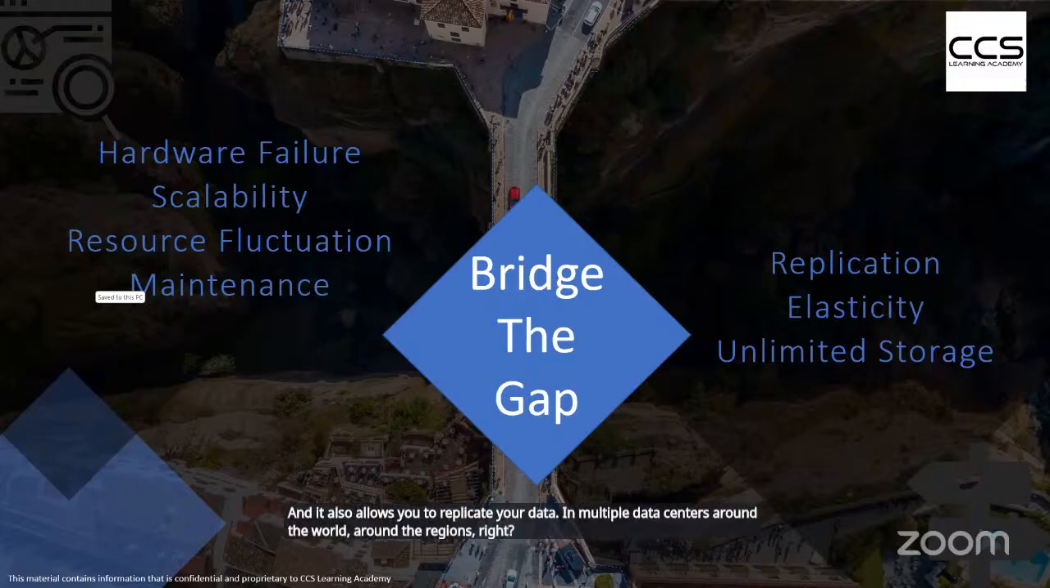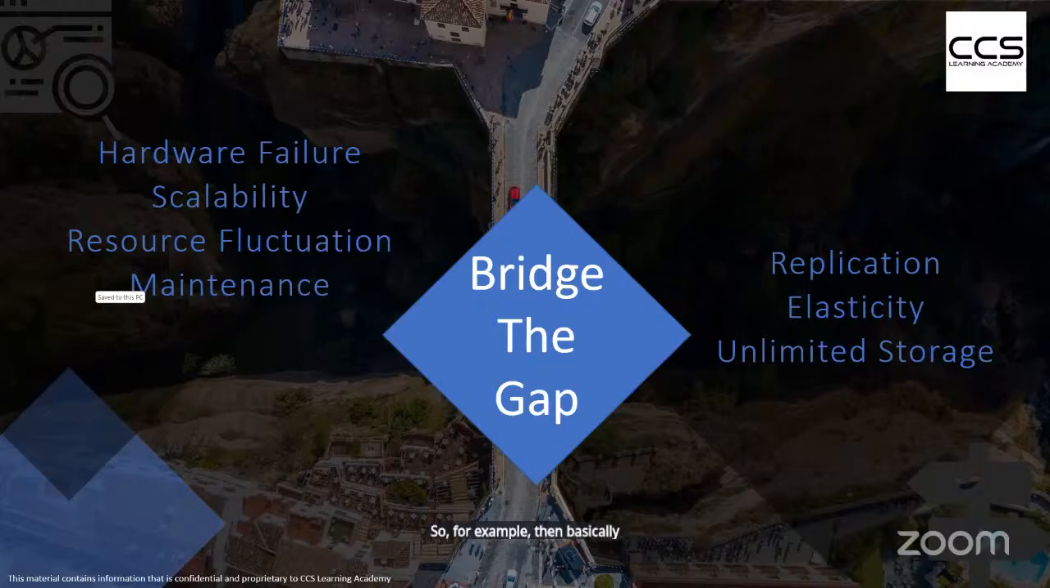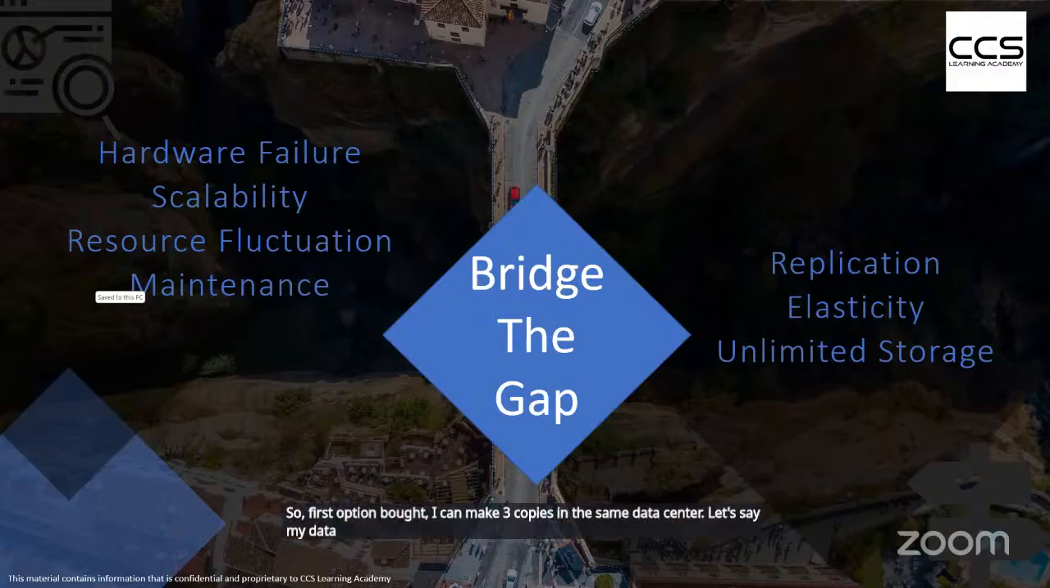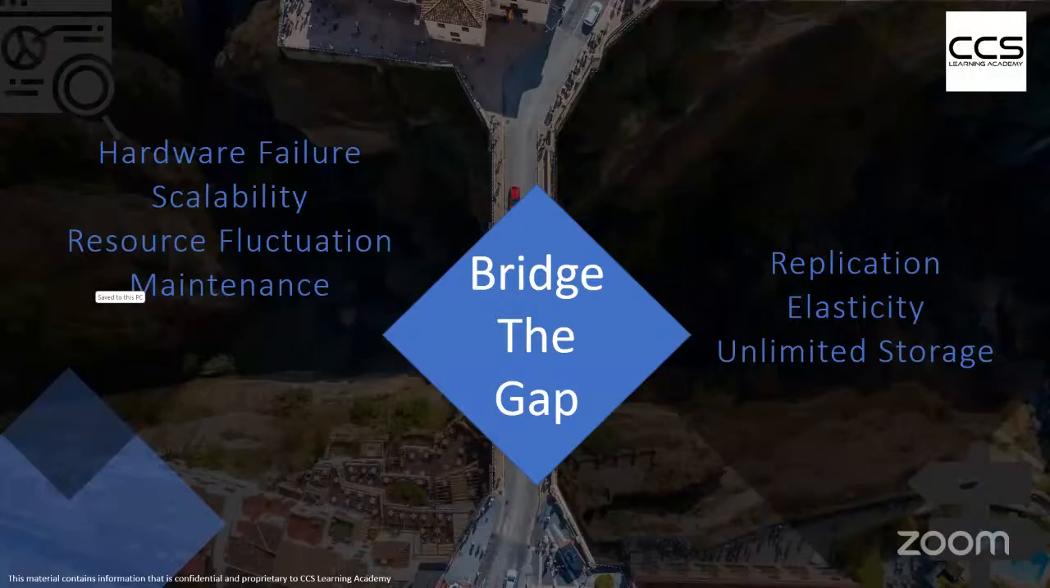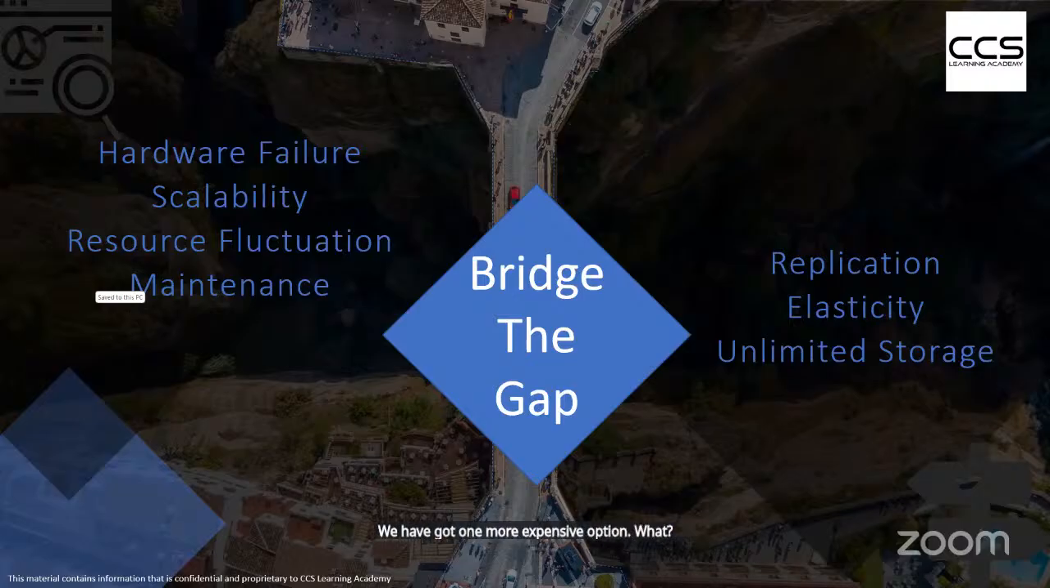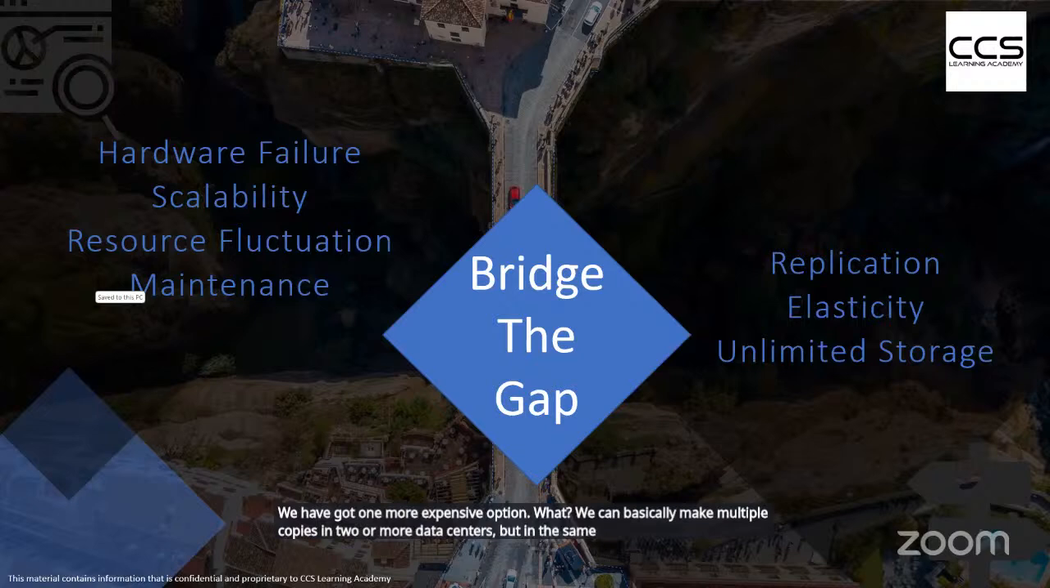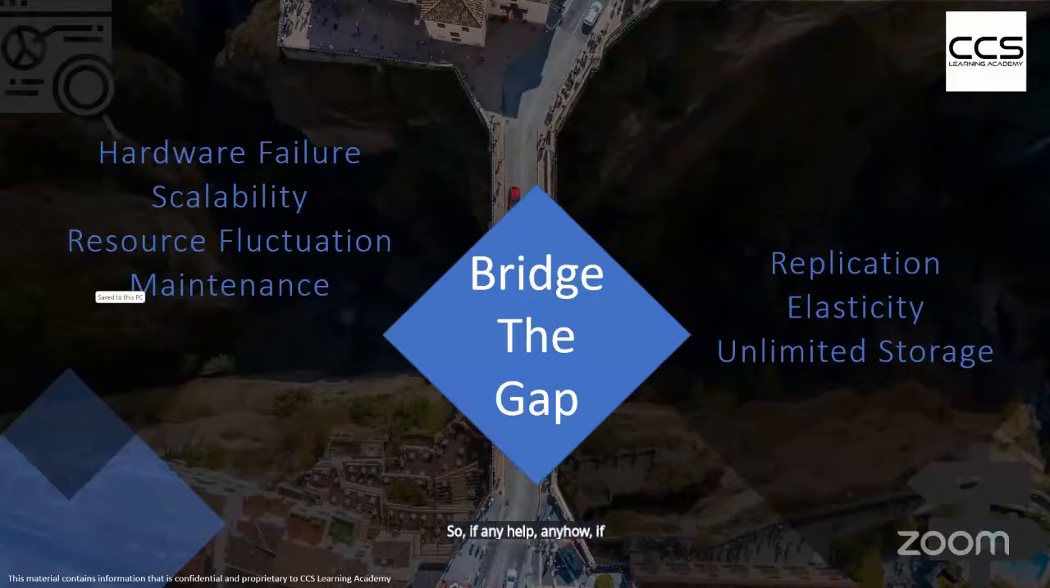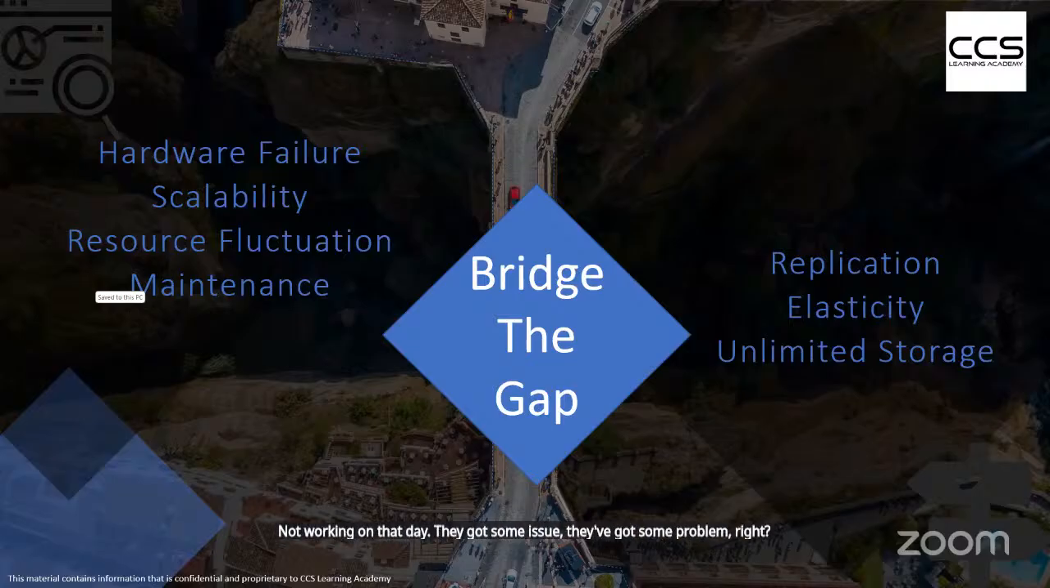So for example, when we work with databases and data warehouses in Azure, the first option is what? I can make 3 copies in the same data center. Let's say my data center is the West US data center, right? We have got one more expensive option. What? We can make multiple copies in 2 or more data centers, but in the same West US region, right? So if anyhow my primary data center is not working on that day, they got some problem, still we are able to get all the information from the second data center.